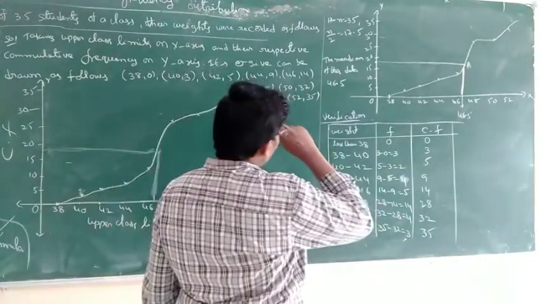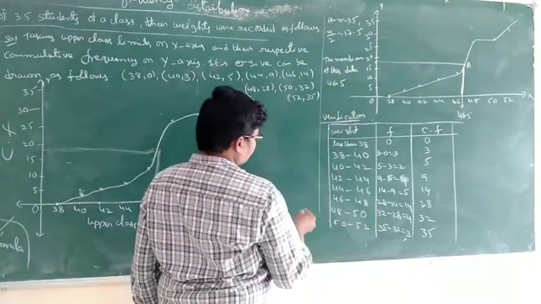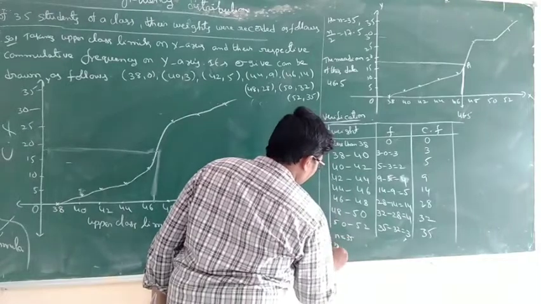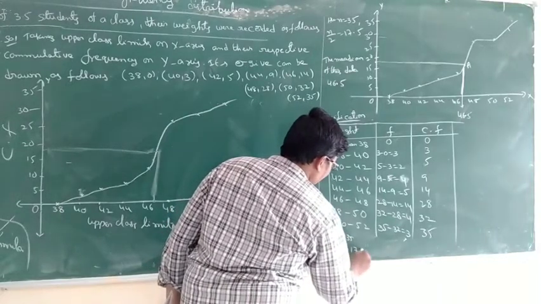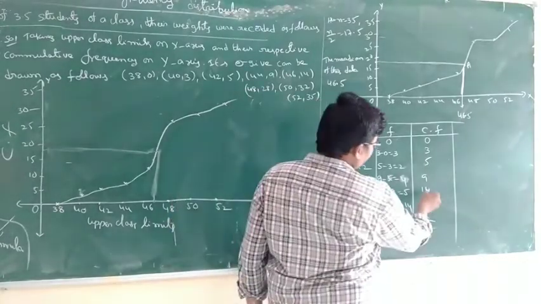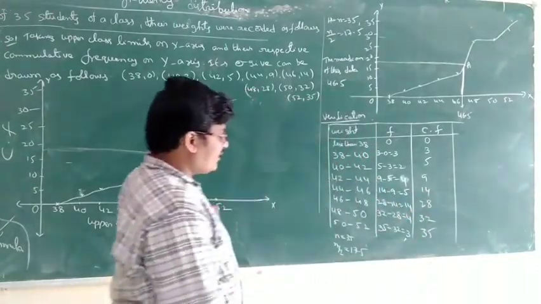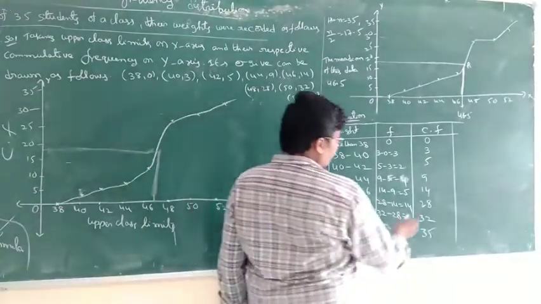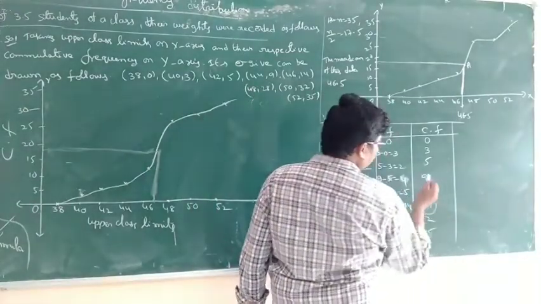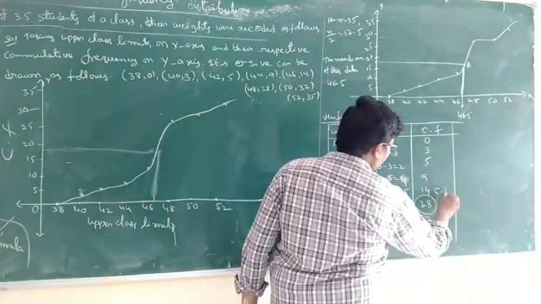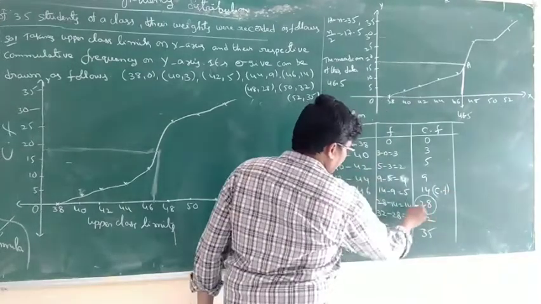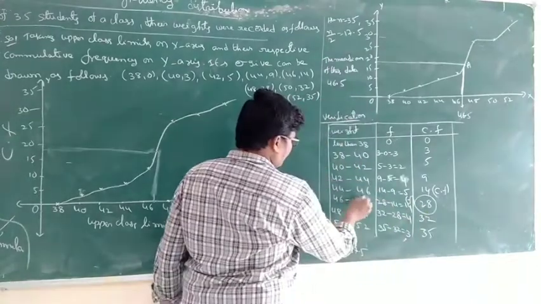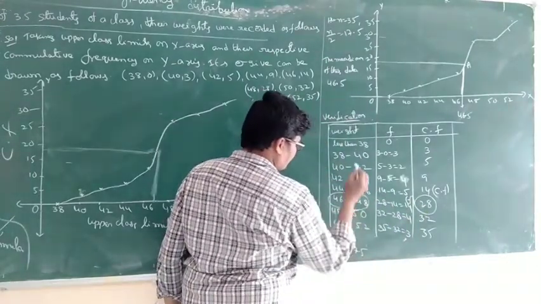So here, how much is the n by 2 value? Here n is equal to 35, n by 2 is equal to 17.5. After 14, n by 2 is 17.5, greater than 17.5. This is the class frequency. The corresponding frequency is f, and this is the corresponding class interval.